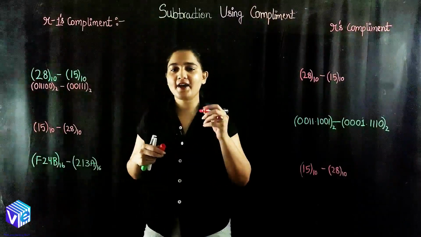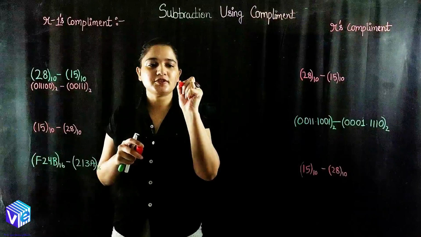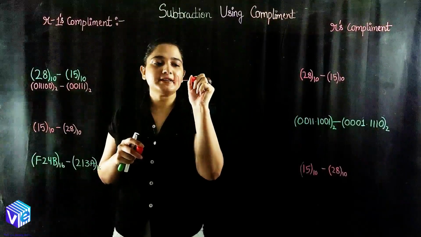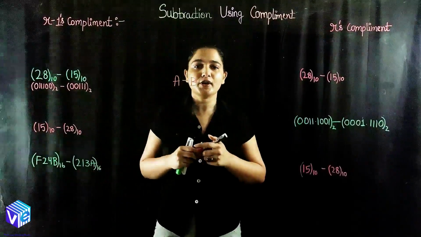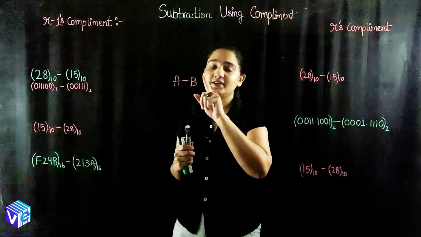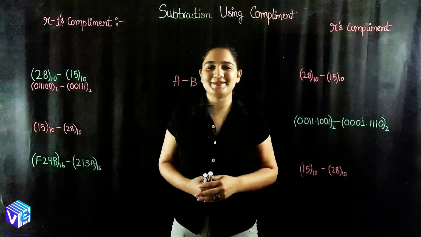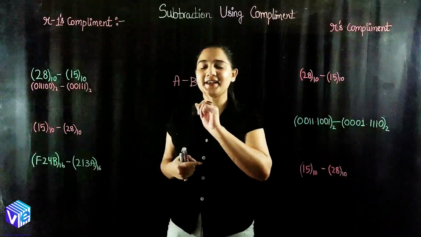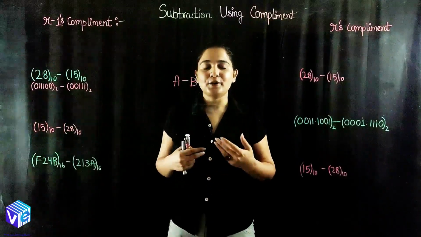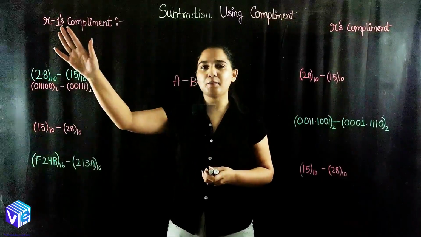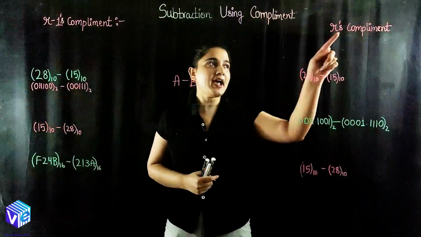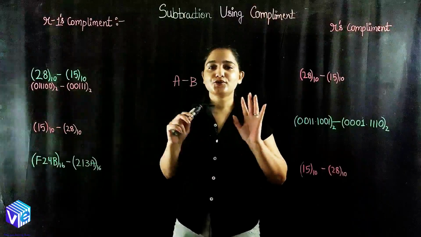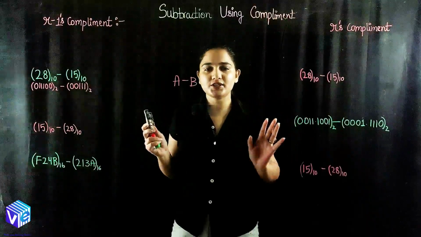Okay, so if I have two numbers, let's suppose a minus b, I have to perform it. So with the help of addition, I can perform a minus b. Now you are confused how with the help of addition I can perform a minus b. We can perform it with the help of the r minus 1's complement as well as the r's complement. So we have a detailed procedure to do that.